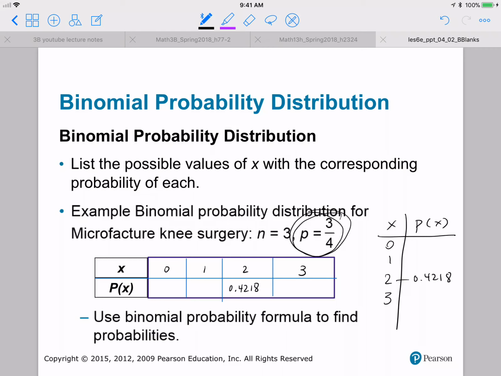Now we want to see the probability of having all 3 surgeries be successful, if the probability of one surgery being successful is 75%. So what are we going to do here? We're not going to use the binomial probability formula. We're going to use technology, and in particular, Binomial PDF.